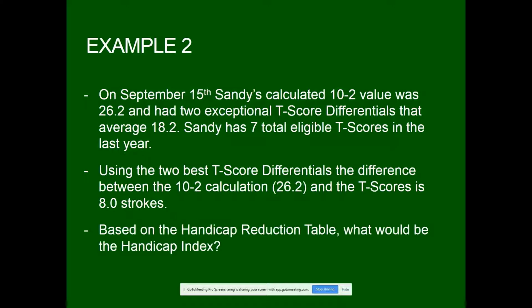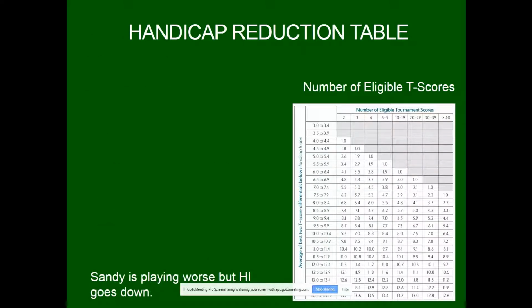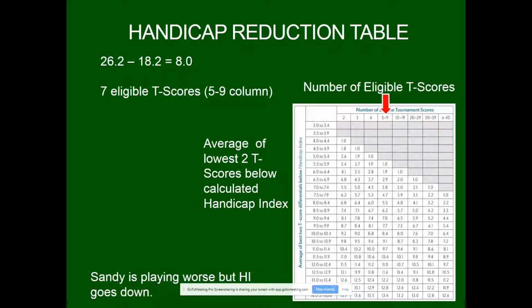So based on this example, what are we going to see here? We talked about her going higher in her index, so in this case, most likely her reduction is going to increase. Let's match it up. She's still in the 5 to 9 range because she only had 7 eligible T-scores, and now the average is 8.0. We match it up, and now we are going to reduce her normal 10-2 by 5.5 strokes. We're now getting up there.